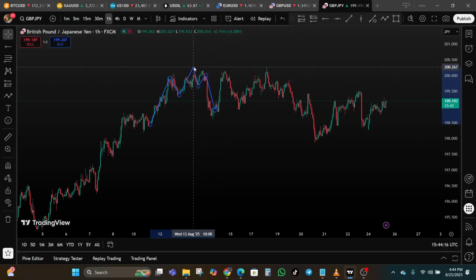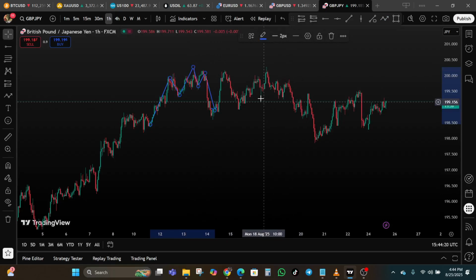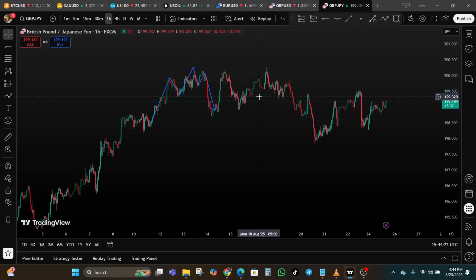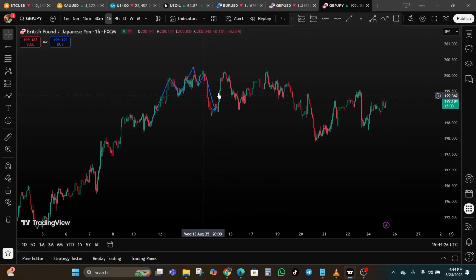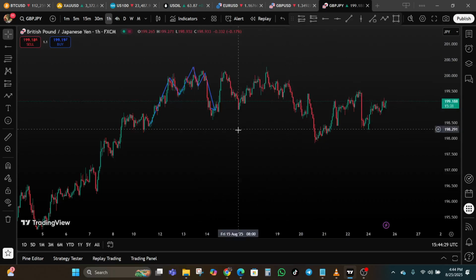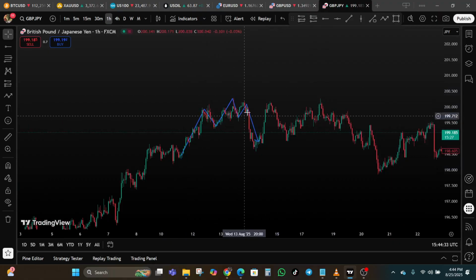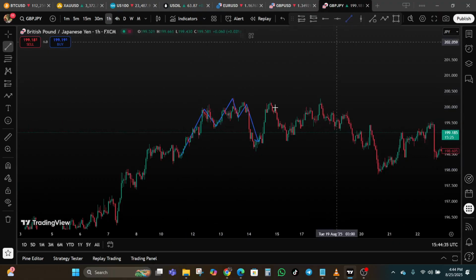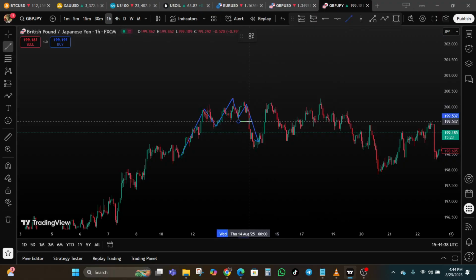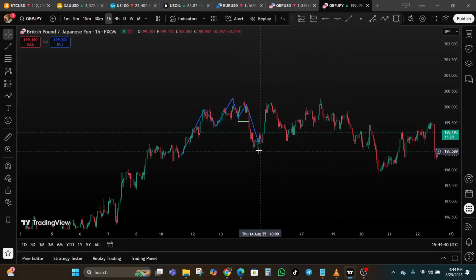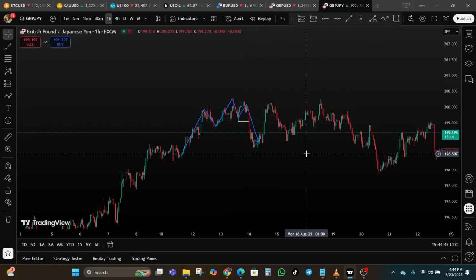I'm just trying to plot an example, right? So when price breaks a previous high or low in a way that suggests the trend could be reversing, traders call this a change of character. Like what we can see here, we had higher highs and higher lows initially, but then at this point, price broke below this low and gave us a lower low. So this is what we call a change of character, right?